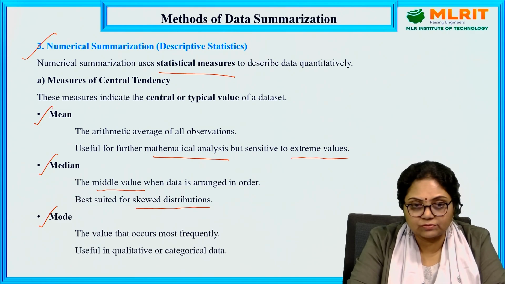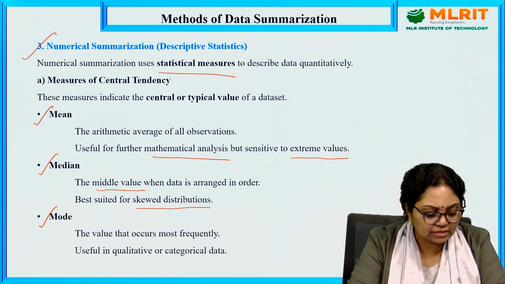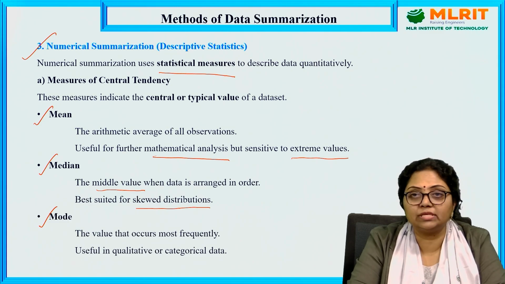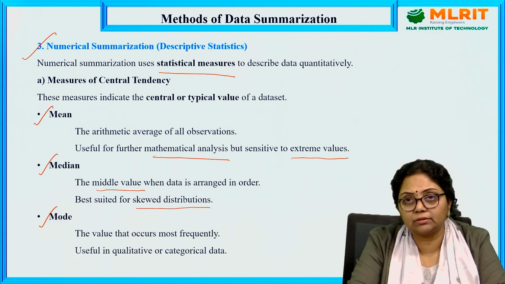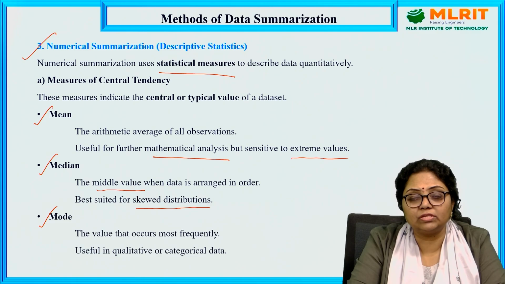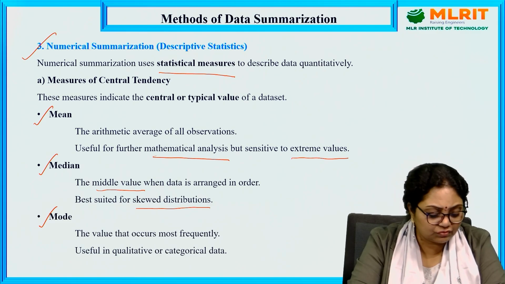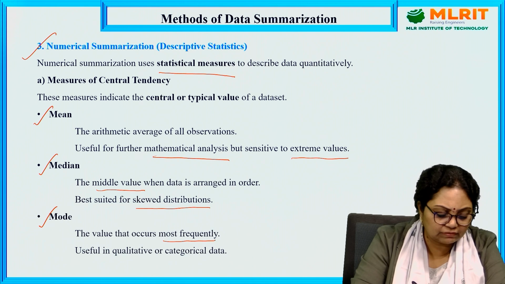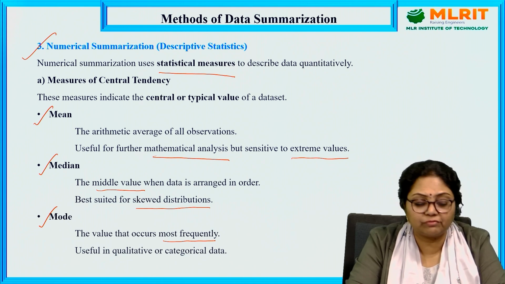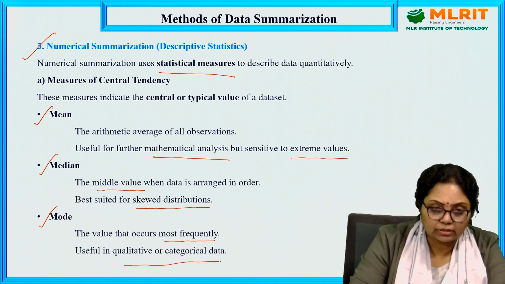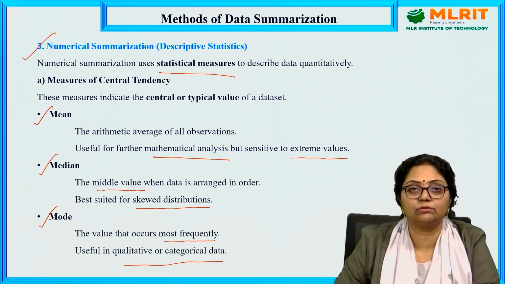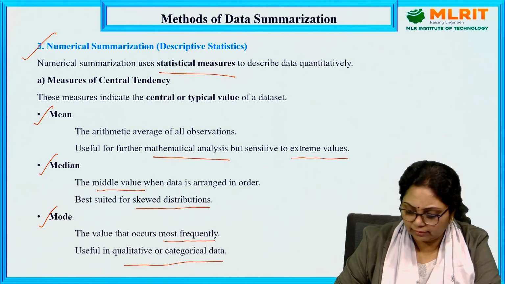And the last one under measures of central tendency is the mode. Mode is the statistical measure we use to find the observation that occurs most frequently. It is usually useful for qualitative or categorical data.